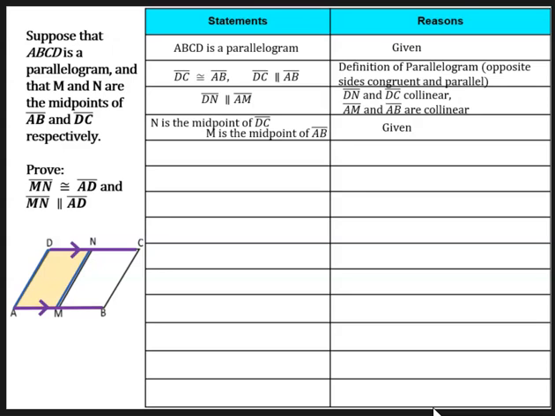This means that segment DN is congruent to segment NC, and that segment AM is congruent to segment MB. At this point, I've not yet proven that all four segments are congruent to each other. In a moment, I'll use algebra to prove why they have to be congruent to each other.